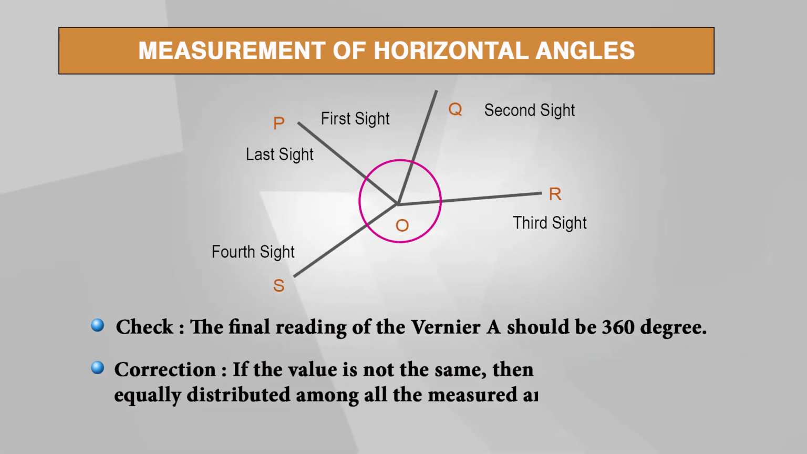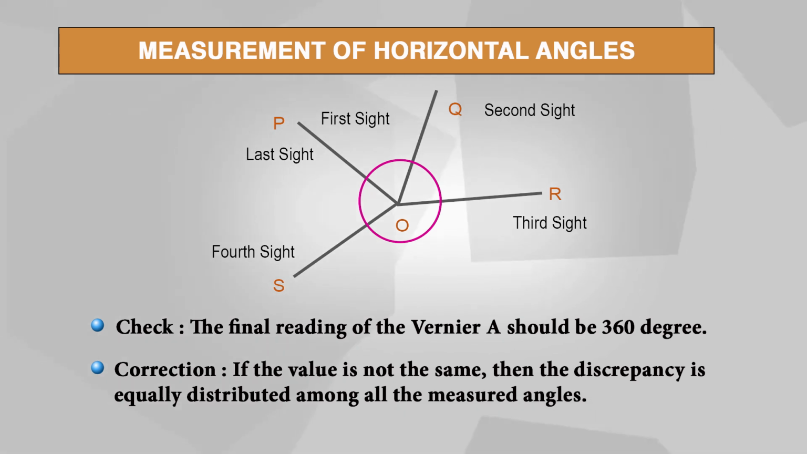If the vernier reading is not 360 degree, the amount of variation is the error that is there in the reading, and errors in the reading can be because of numerous factors that we will discuss in a later section. If the error is small, it is equally distributed amongst all the angles, and if the error is large, the reading should be discarded and a new set of readings has to be taken.